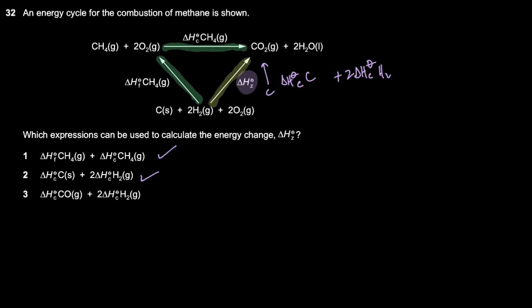So by default, we should know that the last expression is incorrect, because here we have the combustion of carbon monoxide plus 2 times combustion of hydrogen. Now again, if you notice, we have 2 times delta H combustion of hydrogen in both, but combustion of carbon is not the same as combustion of carbon monoxide. So we can already rule out option number 3, because these two values would be different. And if 2 is correct, then 3 has to be incorrect. So the answer is 1 and 2 are correct. So the answer is B.